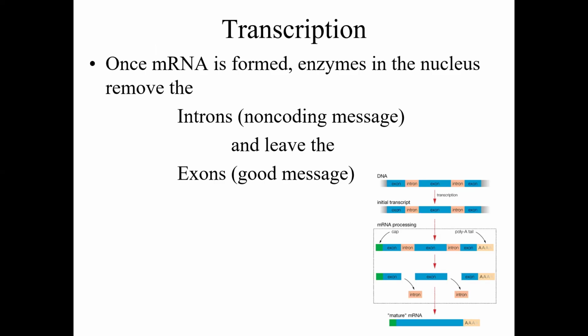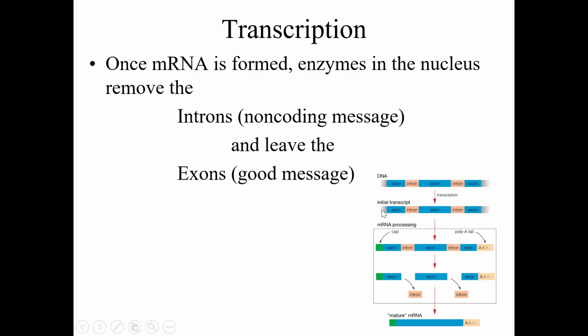So now transcription occurs once messenger RNA forms. The enzymes in the nucleus remove what we call the introns. The introns are the non-coding segments of the DNA, and they leave the exons, which are the good ones that code for functional products. So now we have this process explained here. Okay, your DNA molecule consists of both the introns, the junk, and the exons. Okay, and now transcription occurs.